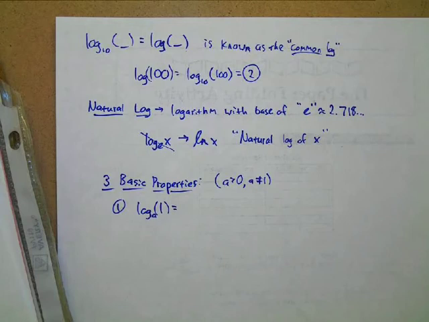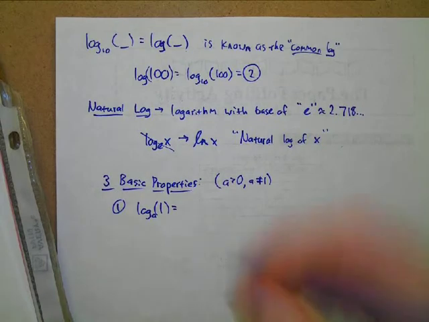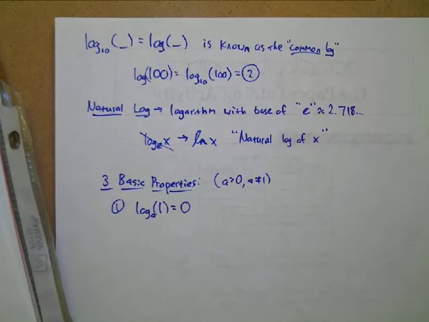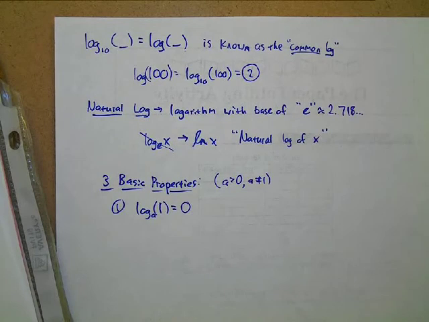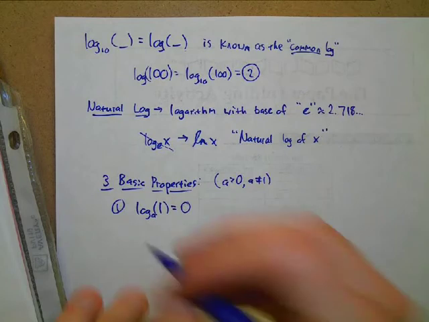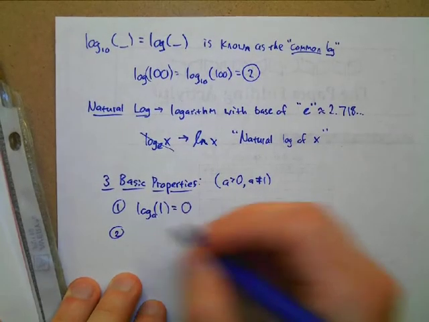As long as a is bigger than 0 and not 1, log base a of 1 will always be what? Log base a of 1 will always be 0. Because remember, what is this asking? a to what power gives us 1? The only way you can take a, raise it to an exponent, and get 1 is if you have a power of 0. So that's a basic property right there.